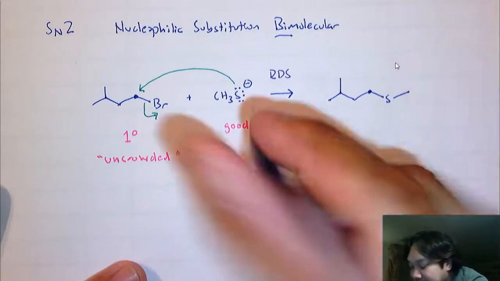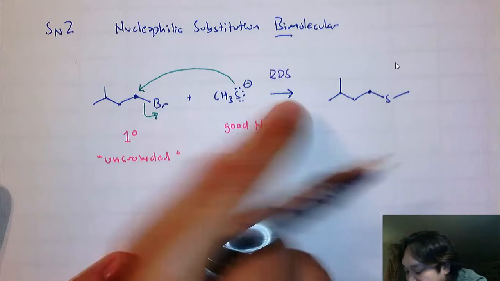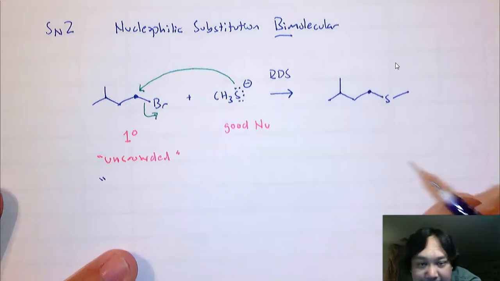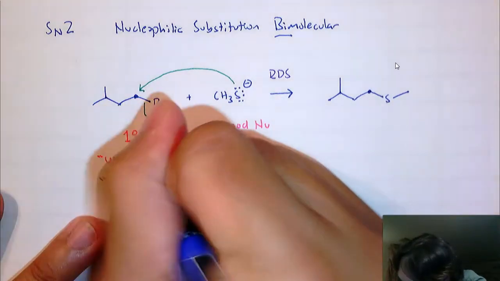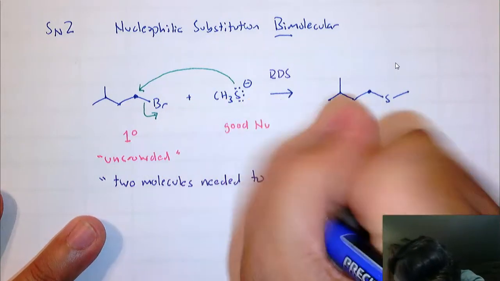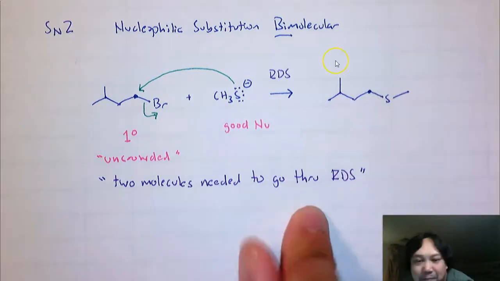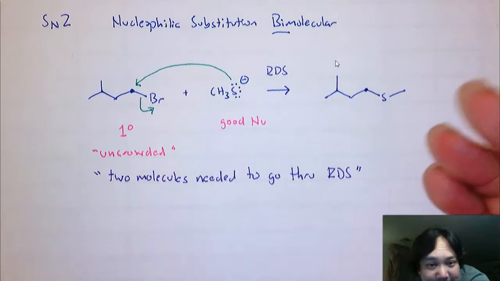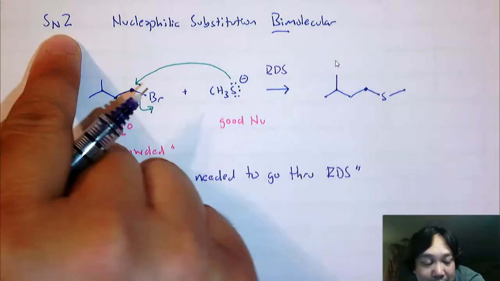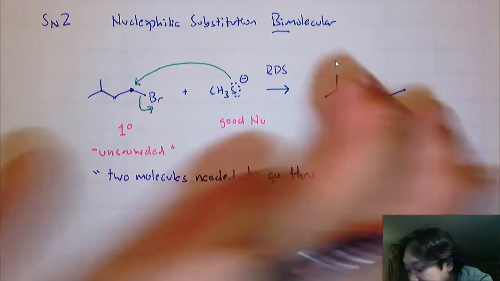Okay, so take a look at how many molecules are needed for this only step. The way that I would state it is that 2 molecules needed to go through RDS. Okay. Now, I know that seems obvious that you need these 2 molecules to do this reaction, but in SN1, you're going to see that there's only 1 molecule involved in the RDS. Okay, so just be patient with that.